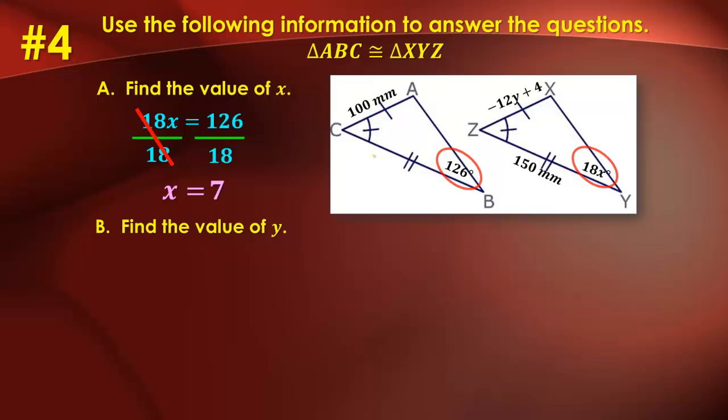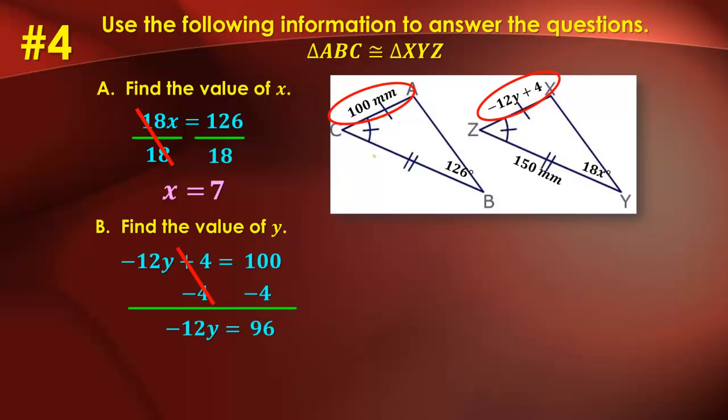For y, negative 12y plus 4 equals 100. Subtract 4 from both sides to get negative 12y equals 96. Divide both sides by negative 12, and you get y equals negative 8.